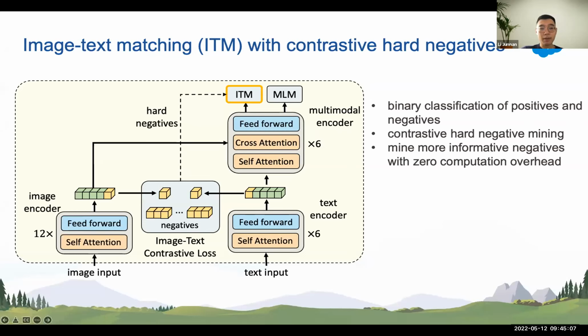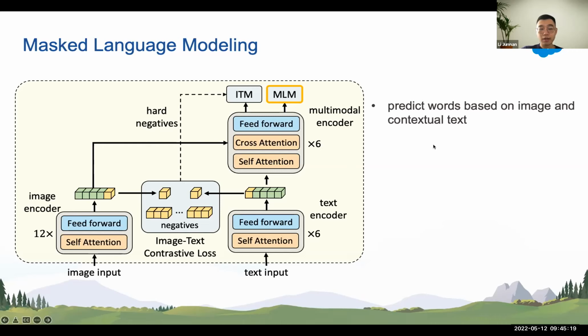And our final loss is this masked language modeling loss, where we predict the word based on the image and the contextual text. Okay, I got a question.